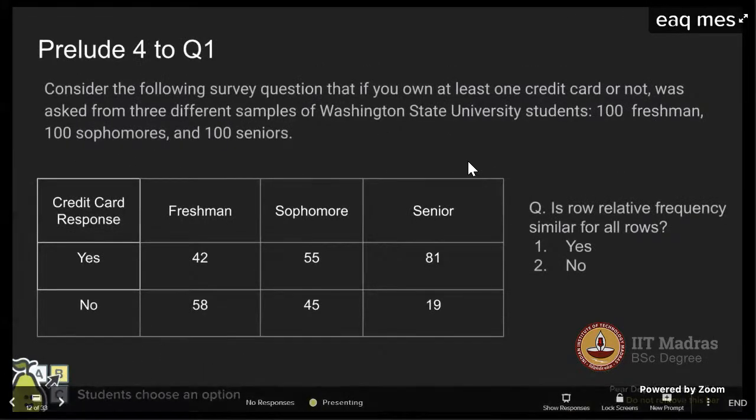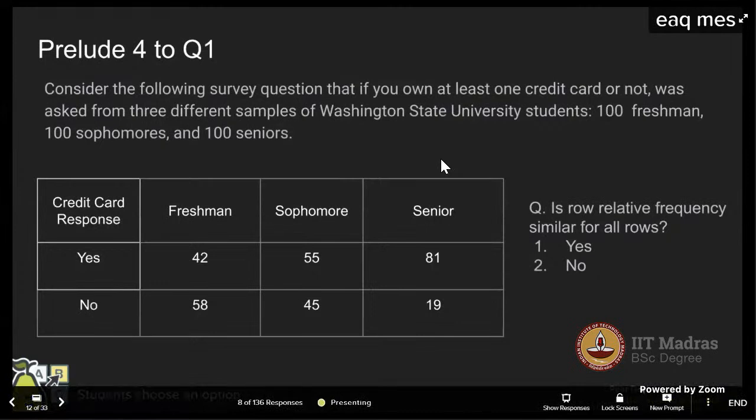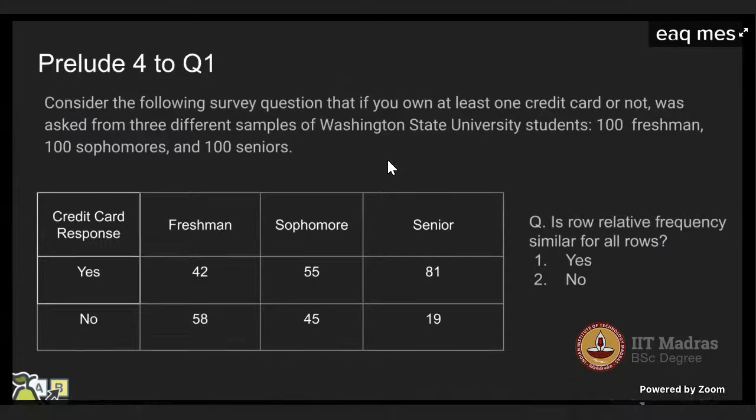Okay, moving on to the next. Yeah, that's the main question. Is the row relative frequency similar for all rows? From this question, we can also answer the association question asked before the session.